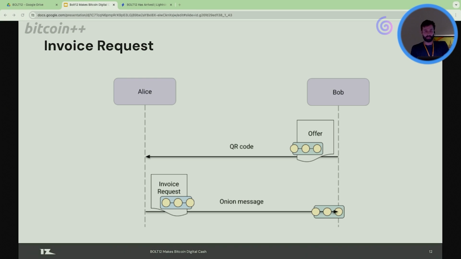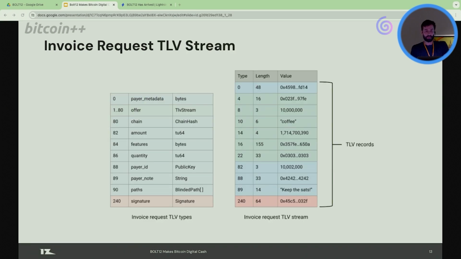All right, so let's go on and see. This is the TLV stream, and one thing you'll notice here is we repeat the offer in the invoice request TLV stream. This allows for a few things. It allows Bob, for instance, to not have to actually store the offer that he constructed. It's stateless in that sense.